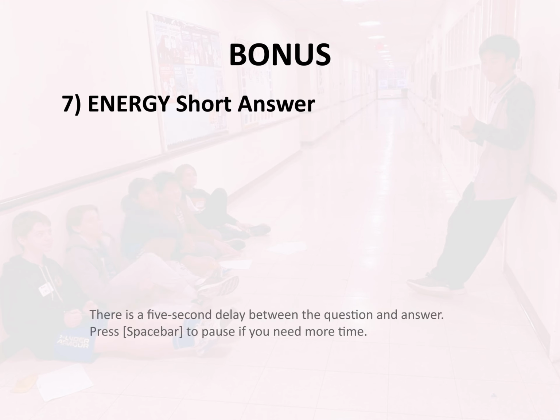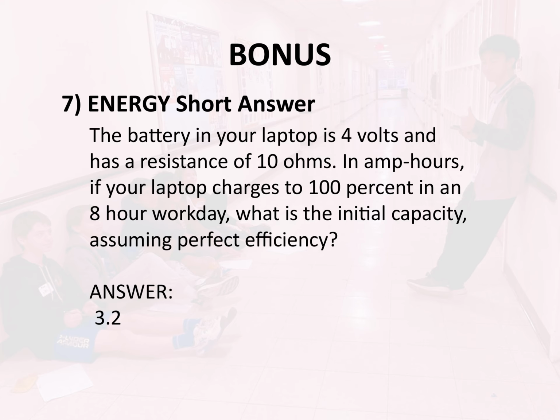Bonus 7. Energy. Short answer. The battery in your laptop is 4 volts and has a resistance of 10 ohms. In amp hours, if your laptop charges to 100% in an 8-hour workday, what is the initial capacity, assuming perfect efficiency? Answer: 3.2.